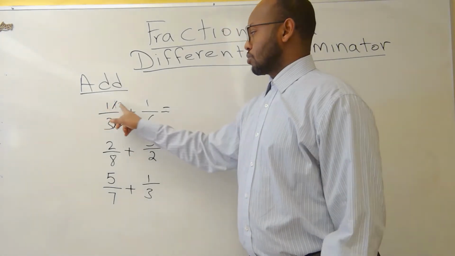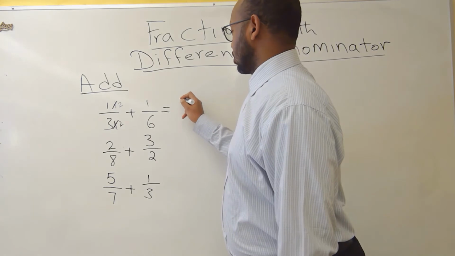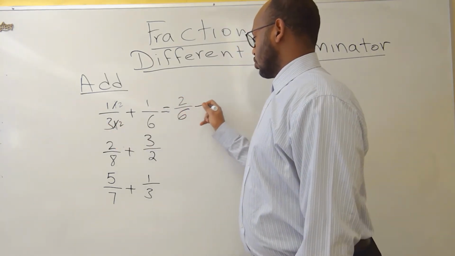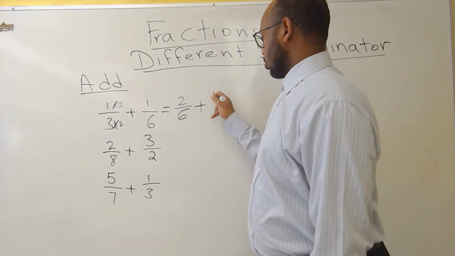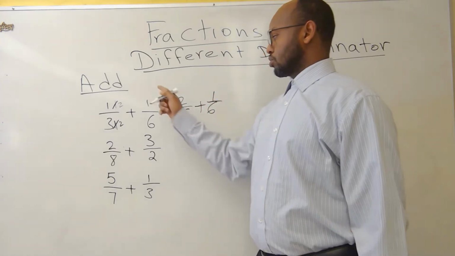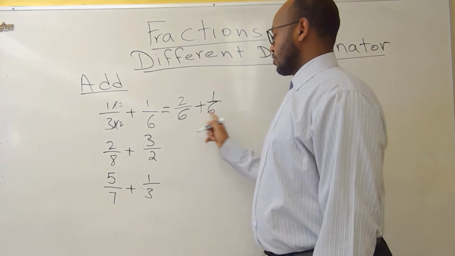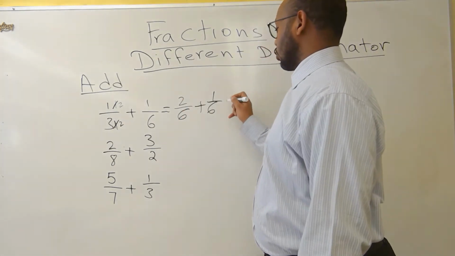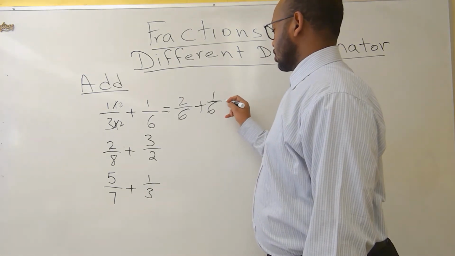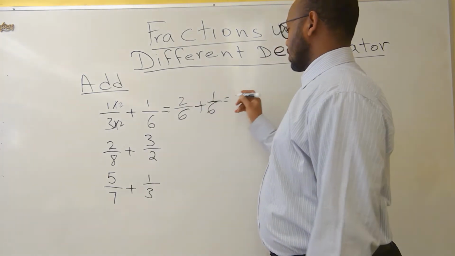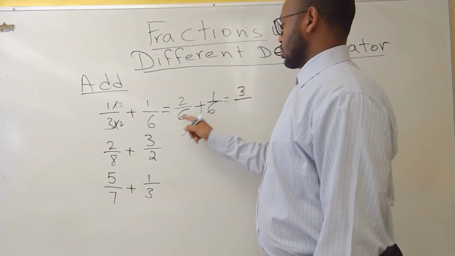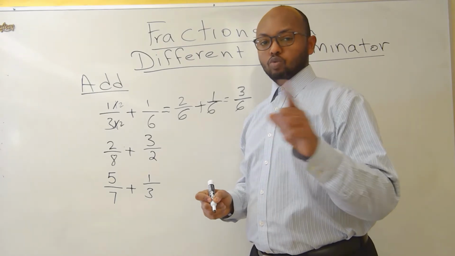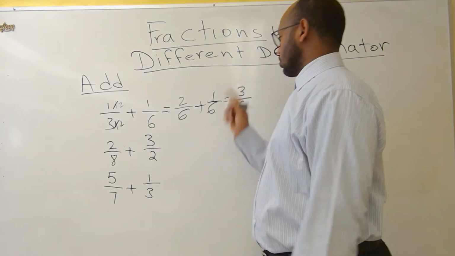So multiply 1 times 2 is 2. We write 2 here over 3 times 2 is 6. Then we write down the other fraction because I didn't change anything. Now I have common denominator fractions and that's easy to add. So we add only the top, which gives me 2 plus 1 is 3 over 6. Never add the denominators, as I said before. We are not adding the denominator, we are just adding the numerator.